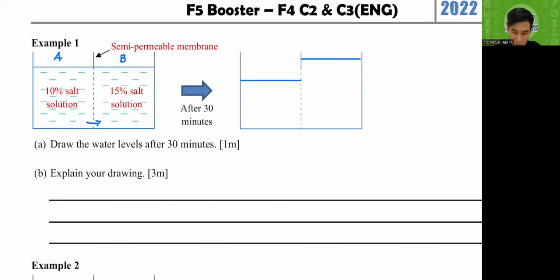Then explain your drawing. Now, when it comes to hypertonic explanation, the points are standard. Number one, what we always need to say is compare first. Who is hypo, who is hyper. So in this case, I will say solution A, I'll just label it A, I don't have to write 10% salt solution, is hypotonic towards solution B.